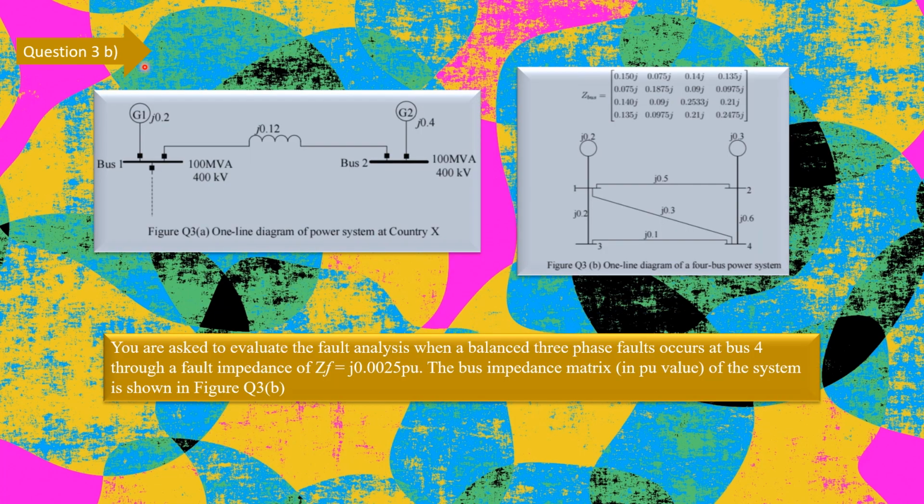Let us move on to question 3b. You are asked to evaluate the fault analysis when a balanced three-phase fault occurs at bus 4 through a fault impedance of ZF equal to j0.025 pu. The bus impedance matrix in pu values of the system is shown in figure Q3b. This is figure Q3b and all the values are shown here. So basically we need to make a fault analysis. So let us proceed with the fault analysis.